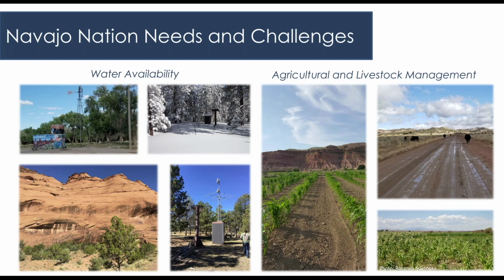Even during periods of normal water conditions, there's low reliability in the water supply, with over 40% of homes lacking direct access to running water. This leaves many residents reliant on water haulers. During dry periods, these efforts increase, which are time and resource intensive. Agriculture and livestock management is of great importance on the Navajo Nation as well, and can be challenging under these dramatic climate conditions.